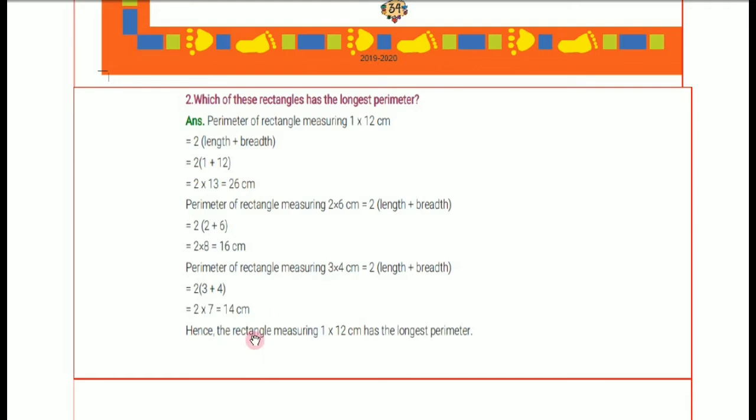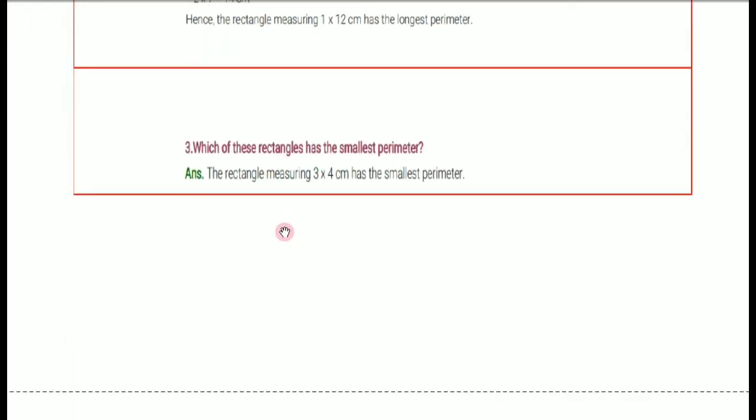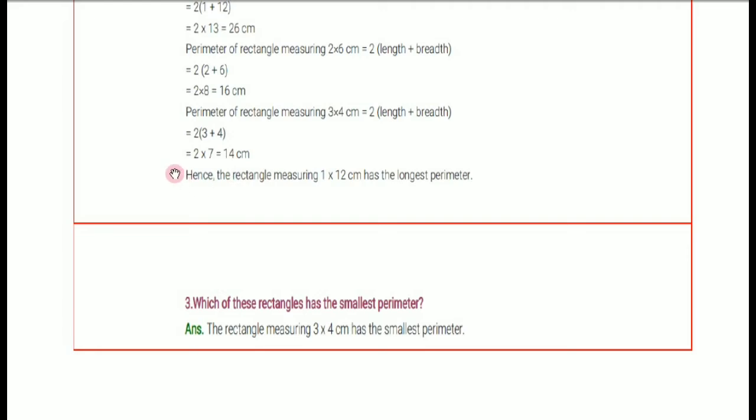Hence, the rectangle measuring 1 by 12 centimeter has the longest perimeter. The perimeter is 26 centimeter. And the rectangle measuring 3 by 4 centimeter has the smallest perimeter, that is 14 centimeter.